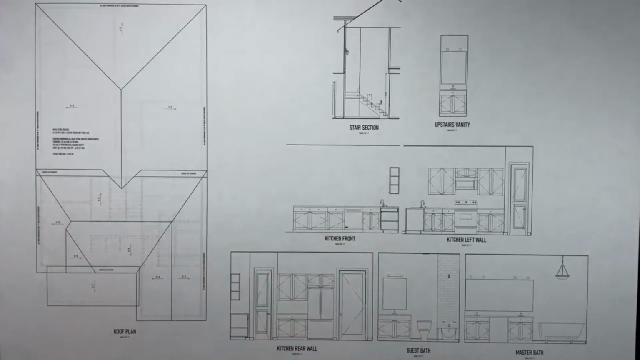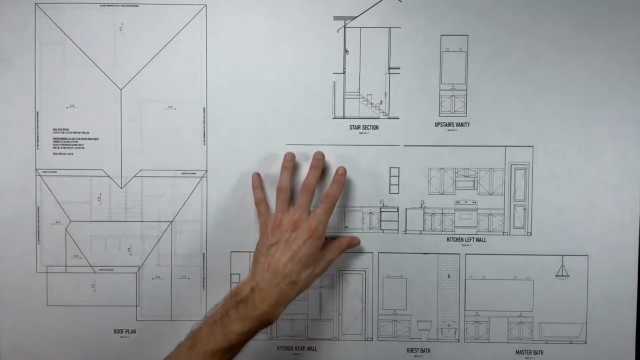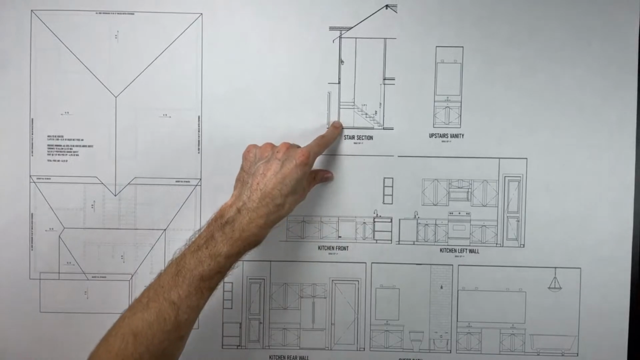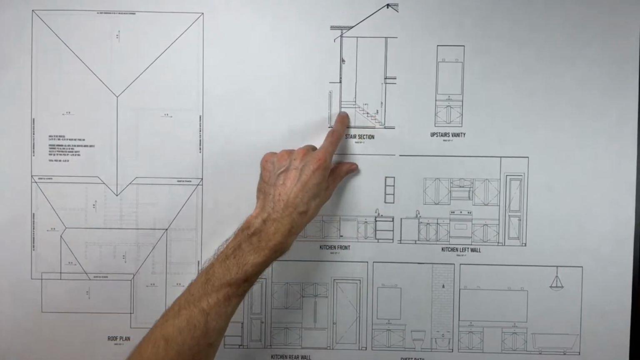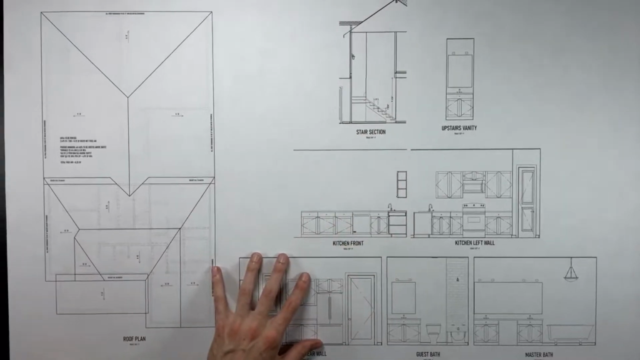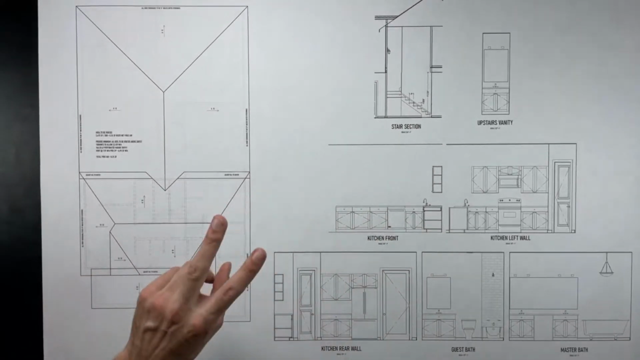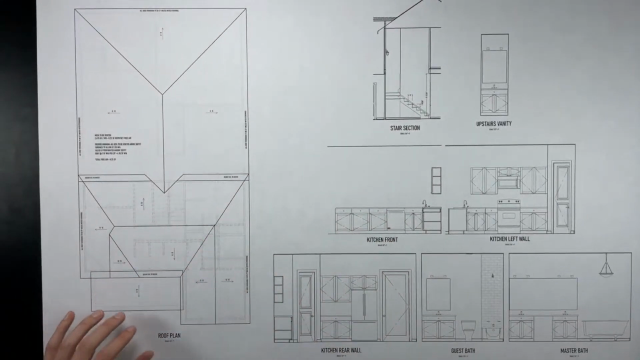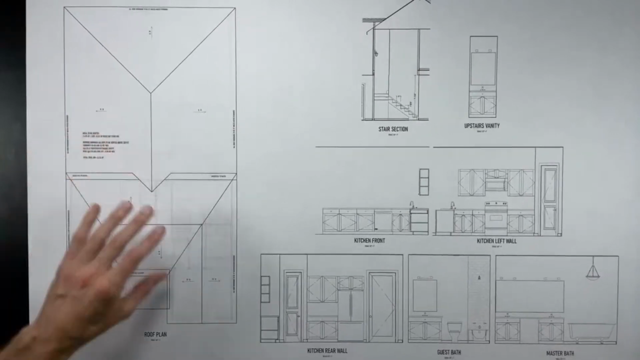We got a few interior details. The only one we really care about is going to be this guy over here, the stair section. This is showing you the rise and the run, how the stairwell goes up, and you can see the floor system there. We're going to talk about the floor system today because it's a two-story. We don't have a lot of those very often. But here's our roof plan.